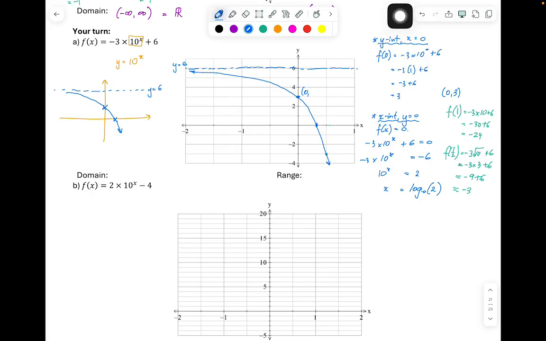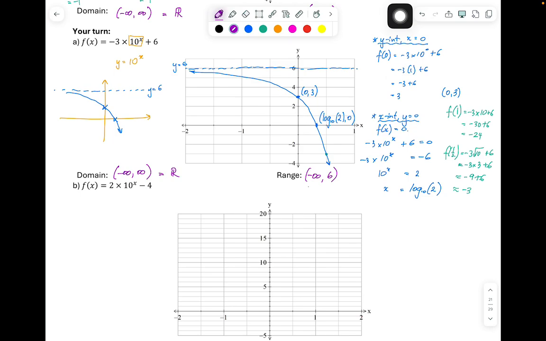Now that we've got our x-intercept and our y-intercept, all we need to do is just label. Our domain, again, is going all the way to the left and all the way to the right. That's going from negative infinity to positive infinity, which is the same as all real numbers. Now, our lowest value is starting from negative infinity, and it goes all the way up until a y value of 6, but not including 6.